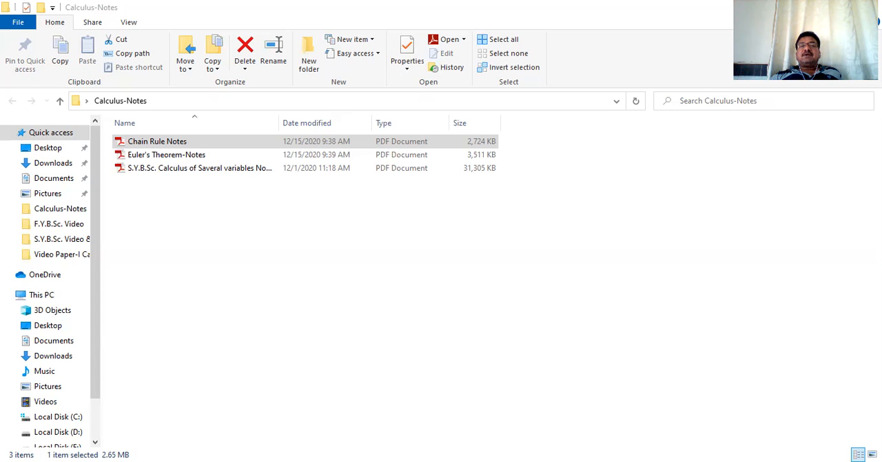w is a function of x, y, z, and x, y, z are functions of r and theta. So ∂w/∂r and ∂w/∂theta. By using chain rule, we have this. Similar problem here.